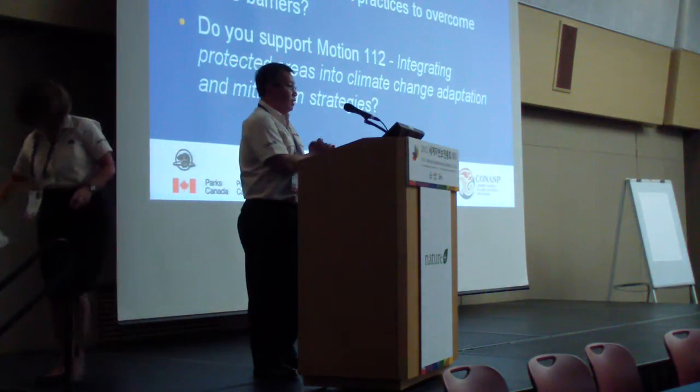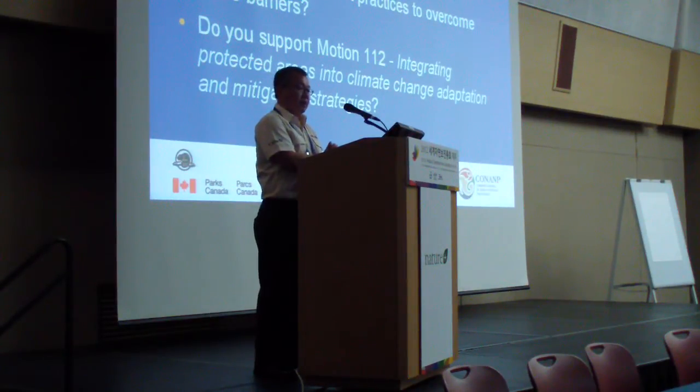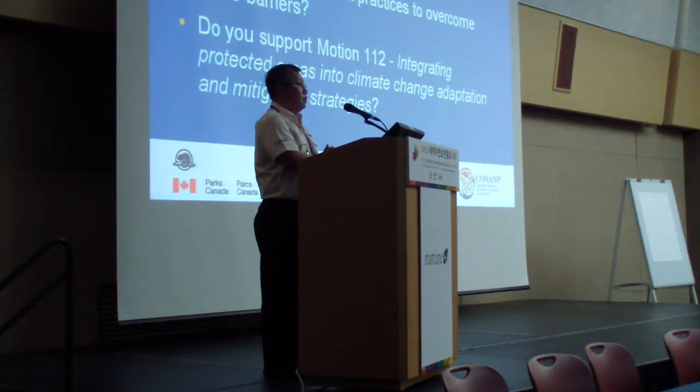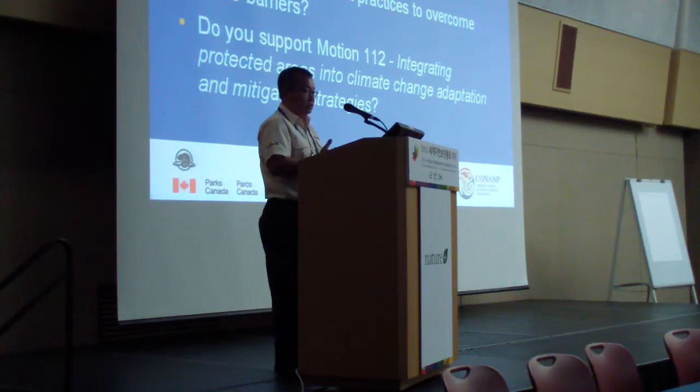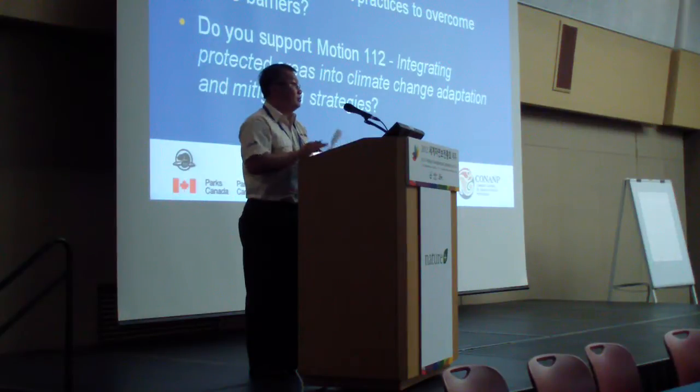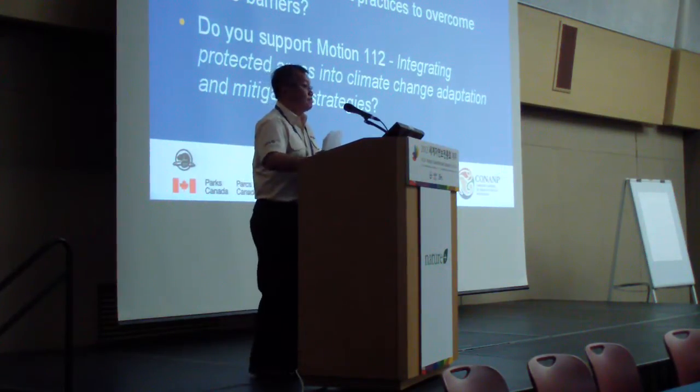Okay, we're into the conversation part of the workshop, and to stimulate the discussion, we have two questions that we would really like to see your input into. First of all, from your experience, what are the key barriers for us as organizations and governments to mainstream protected areas in climate change responses? What are some of the best practices for us to overcome these barriers? And third and lastly, we're seeking your members' support for Motion 112. So without further ado, I'd like to open up the floor for your questions or your comments in this session.